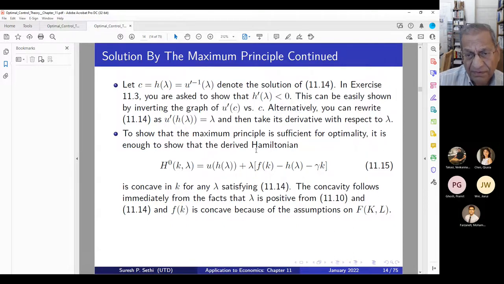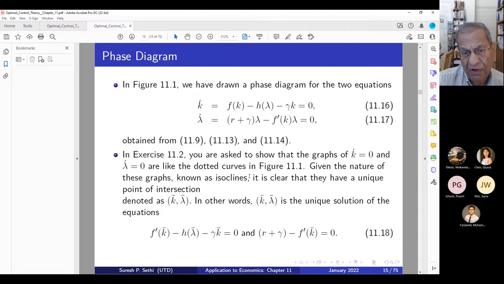The maximum principle is also sufficient because the objective function is concave. So we can show that this is concave in K and lambda. And so whatever we are going to do, we are showing that if the maximum principle is satisfied, then it is also sufficient for optimality. So those are some nice things that we have. Now I have to solve the problem. In order to solve the problem, we want to find the turnpike of sorts.